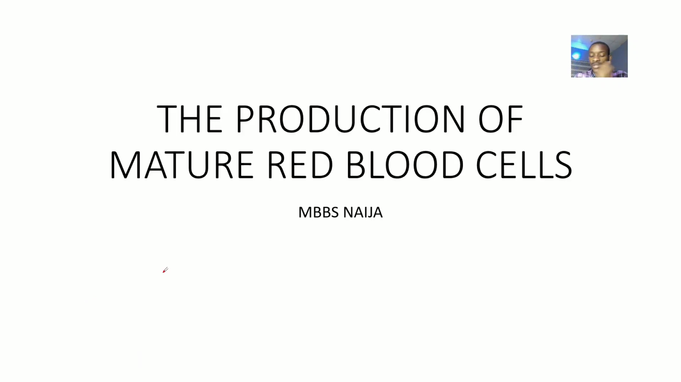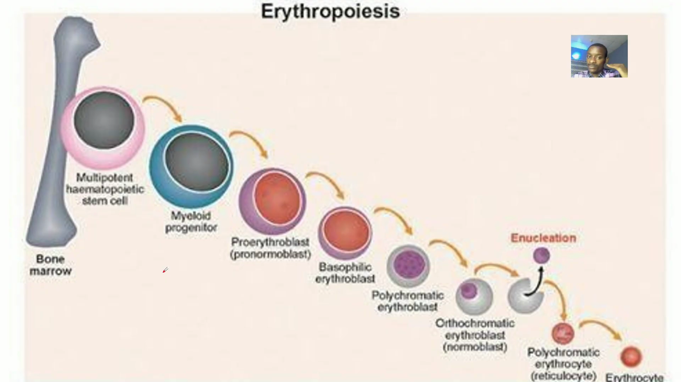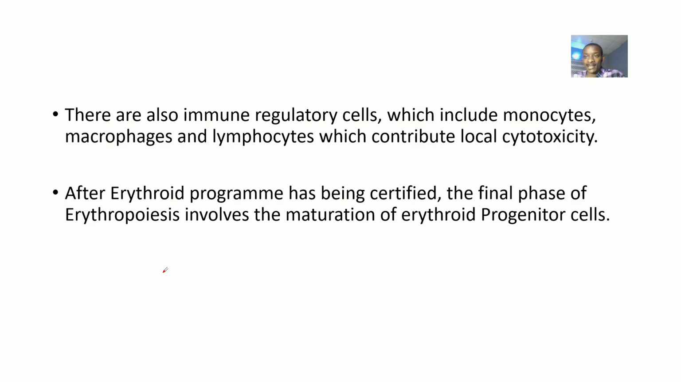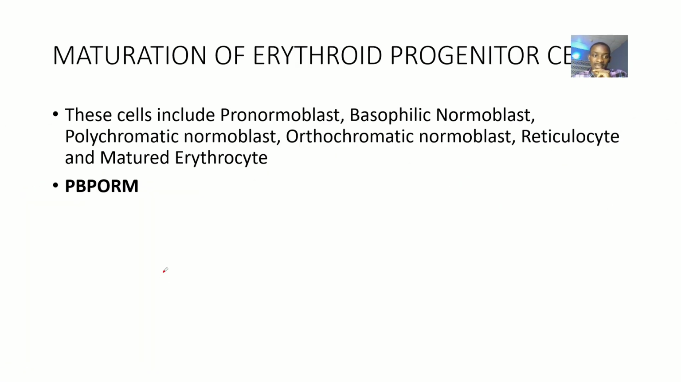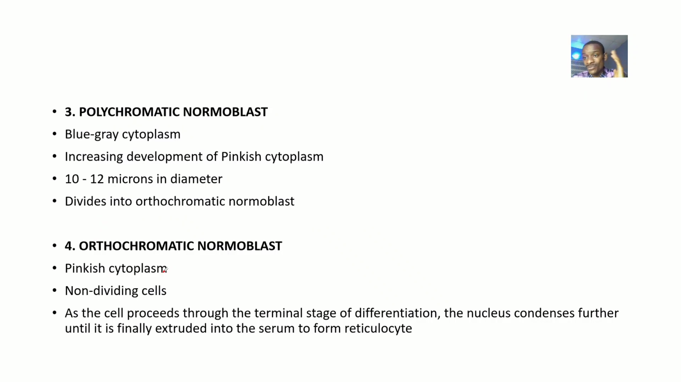So guys, we'll quickly look at the production of matured red blood cells. Looking at this, we get to look at all those stages, okay? From the pronormoblast, the normoblast, erythroblast, basophilic, polychromatic. It goes down like that, all right? So we'll be looking at each of those stages and their characteristics.